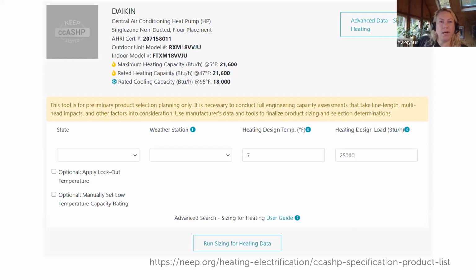Okay. Yeah. So the NEAP tool, once you get onto it, you can search for the heat pump you want, and then you hit this advanced sizing. You have to hit advanced sizing, and then it'll bring up this information. And this is where you can put your weather station, your state, your design temperature, and what your space needs.